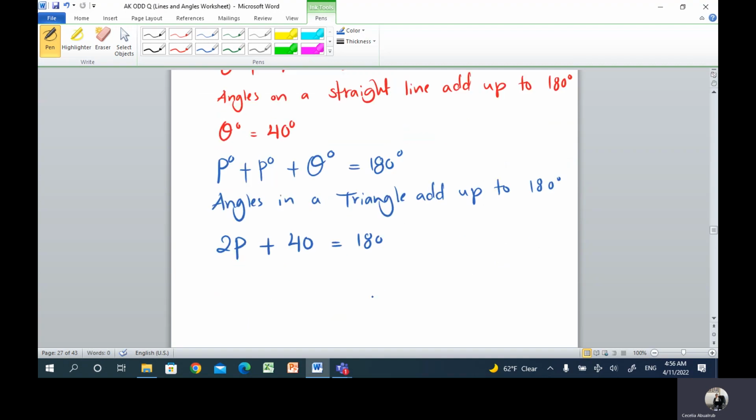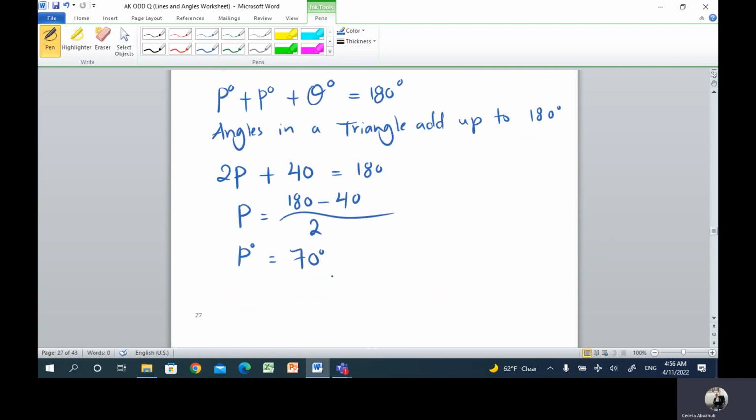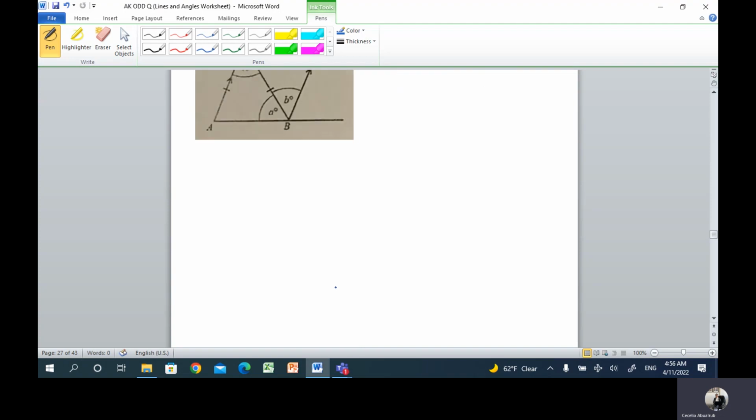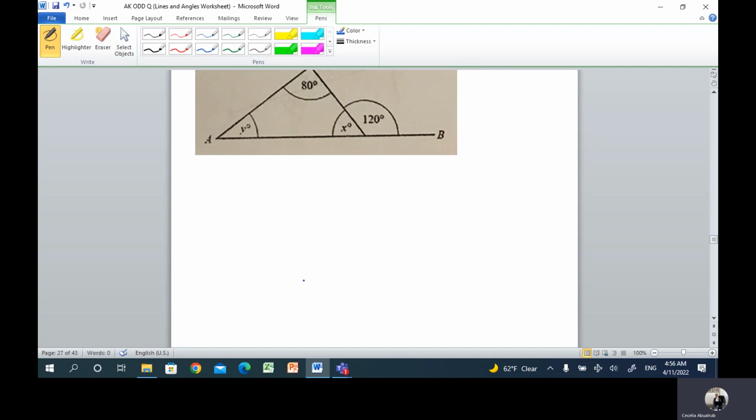And if you apply opposite operations, so P is equal to 180 minus 40 divided by 2. Then P is going to come down to 70 degrees. And in this case here, we found P as it is requested. So we're going to skip 28 and move to 29.